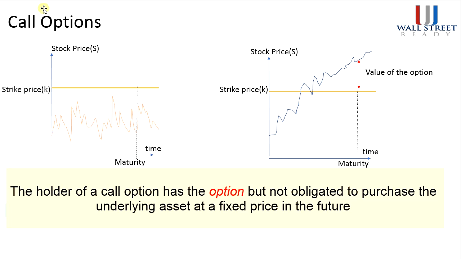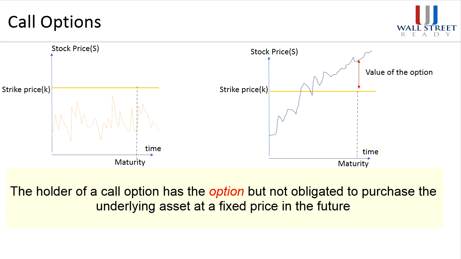Hi, this is a quick introductory session on call options. So when we say someone or a firm holds a call option, what that basically means is that you have the option to purchase a particular underlying. This can be an asset or some sort of a commodity or a financial instrument. It gives you the option to purchase the underlying asset at a fixed price, but not the obligation.